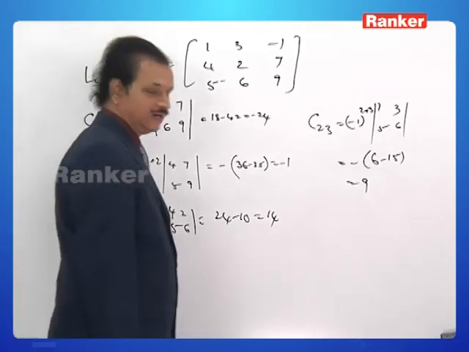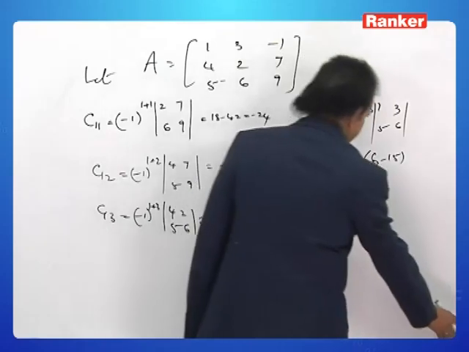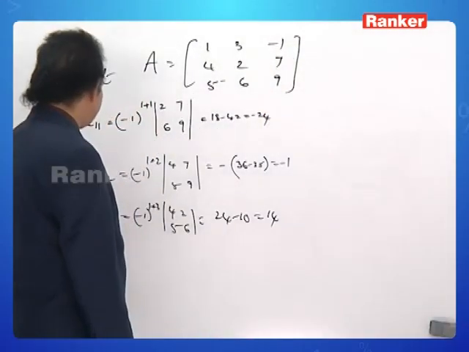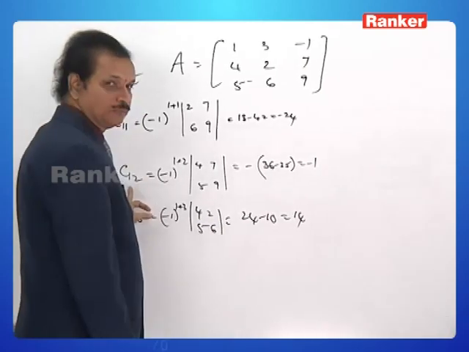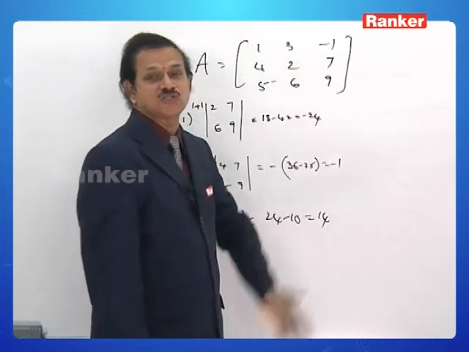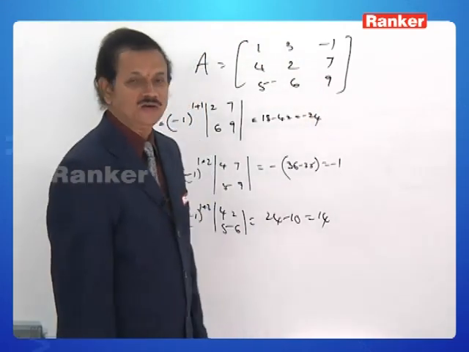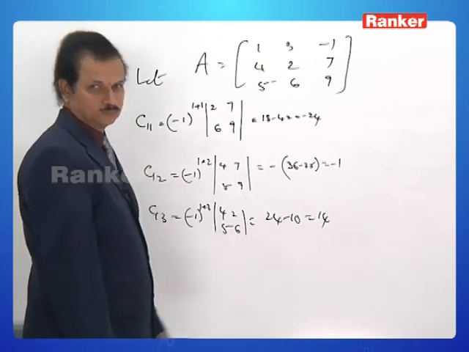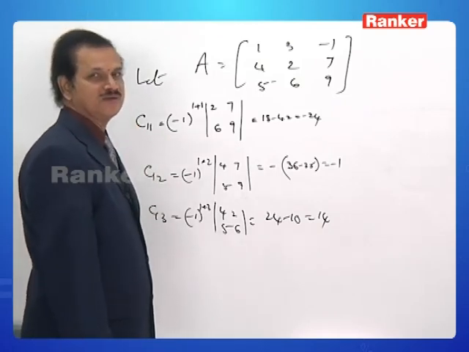Well, there is a beautiful property of cofactors. You can look here. What are these cofactors? 1/1th place, 1/2th place, 1/3th place. You can recollect these are all the elements in the first row. We can call these cofactors of elements of the first row.